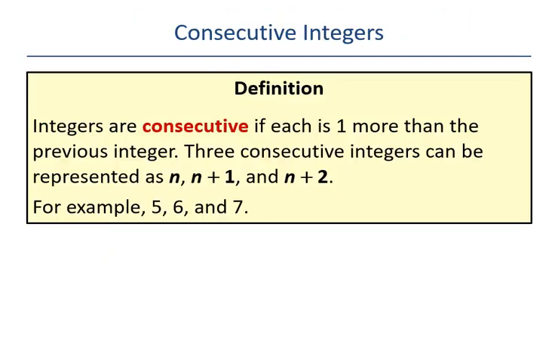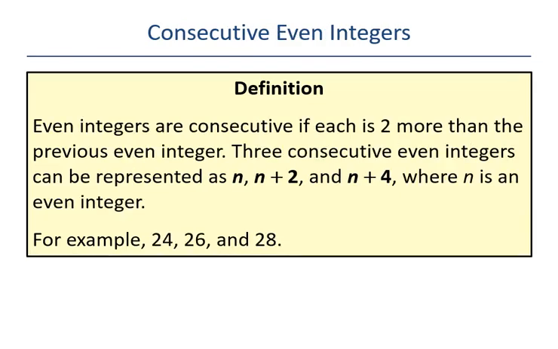Here we're going to look at some definitions. Integers are consecutive if each is one more than the previous integer. 3 consecutive integers can be represented as n, n plus 1, and n plus 2. For example, 5, 6, and 7, where n is 5. Well, 5 plus 1 is 6, and then 5 plus 2 is 7, and you can go on and on with that. Okay, let's look at another one.